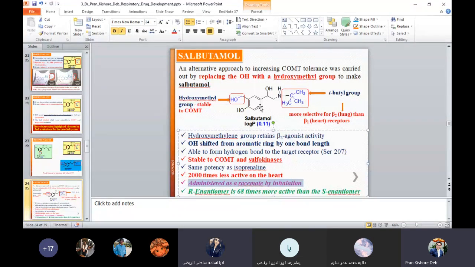Because it binds with the serine 207 stronger than the normal catechol. Okay, what is the second reason? It's more selective. Yes, the alkyl group: because it is a tertiary butyl, it will bind more to beta 2, whereas in case of isoprenaline, it will bind to both beta 1 and beta 2. So you will not see 100% action. All right.